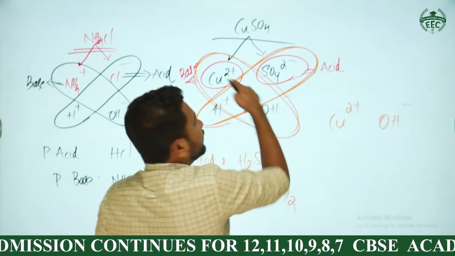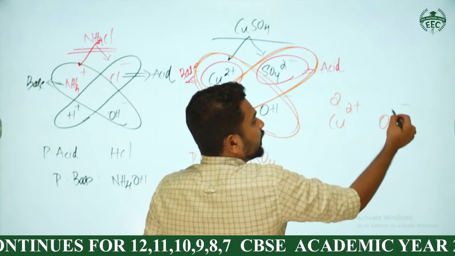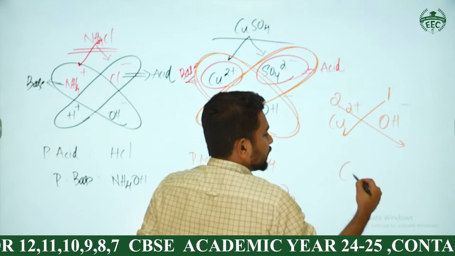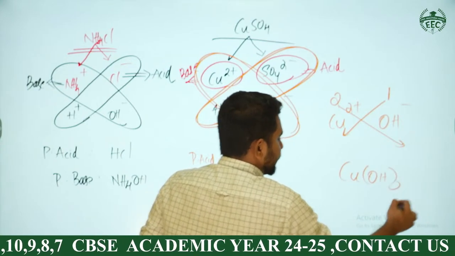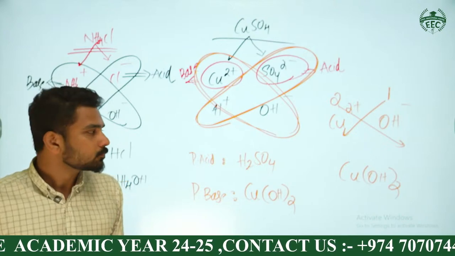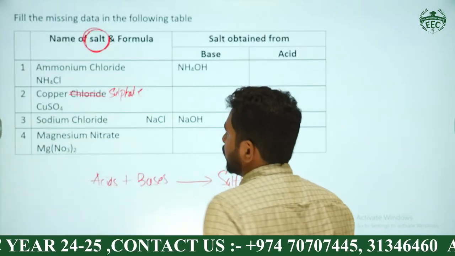Cu2 plus and OH minus are there, right? The valency of Cu2 plus is 2. The valency of OH minus is 1, right? Just interchange. So you will get Cu(OH)2. That's how I got Cu(OH)2. Okay. Simple.